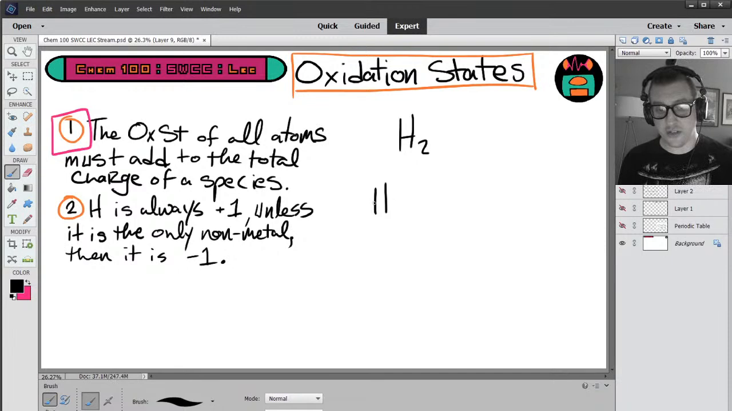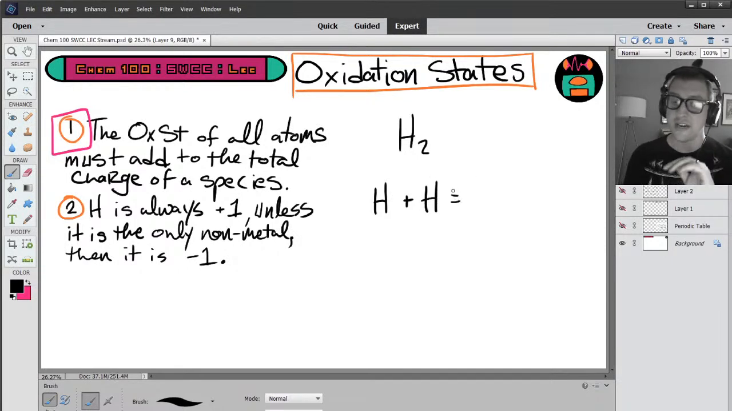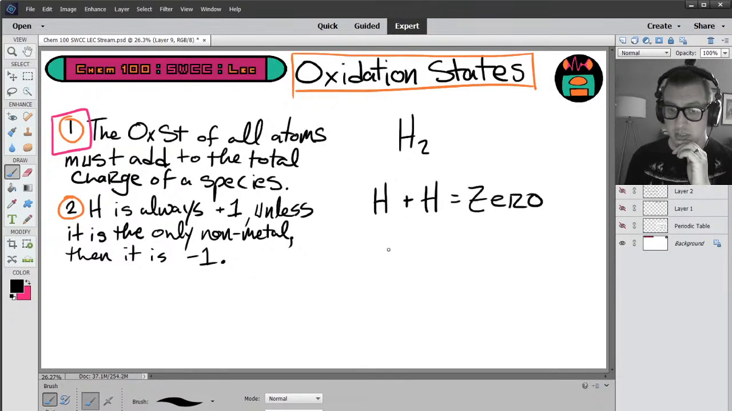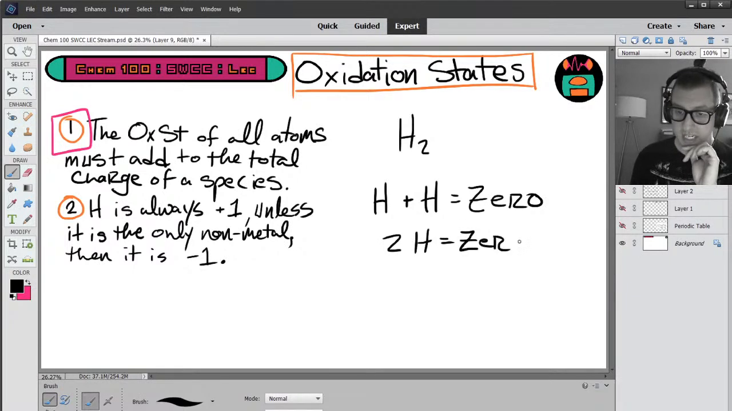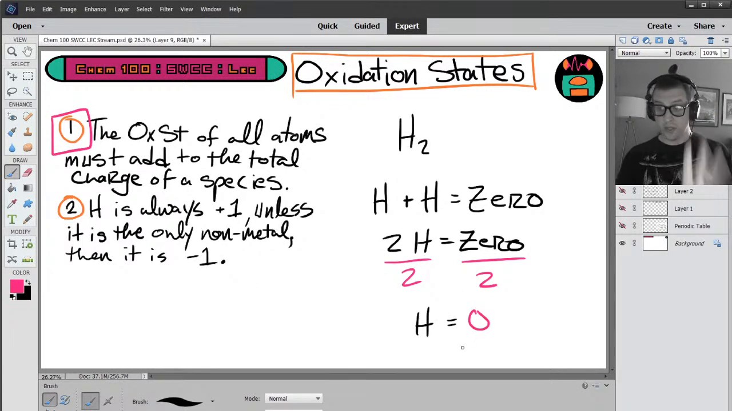So here we have hydrogen plus hydrogen, the oxidation state of hydrogen plus the oxidation state of hydrogen has to equal 0. So that means 2 times the oxidation state of hydrogen equals 0. And if we divide both sides by 2, we see that hydrogen has an oxidation state of 0. So don't fall into the trap of jumping to rule 2 and skipping rule 1. You always start with rule number 1.